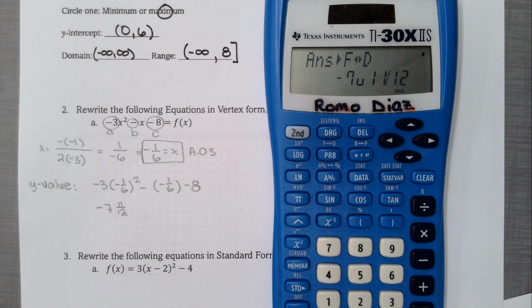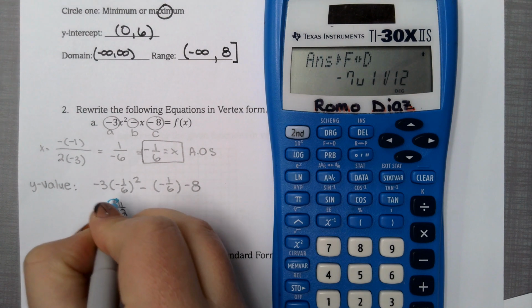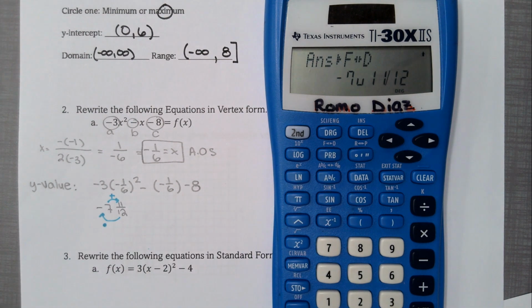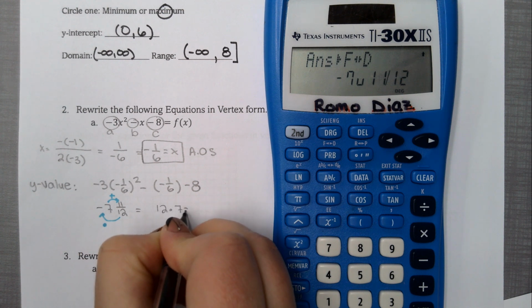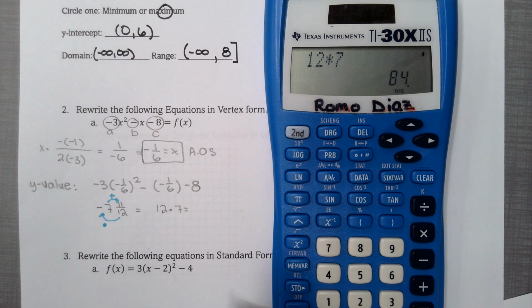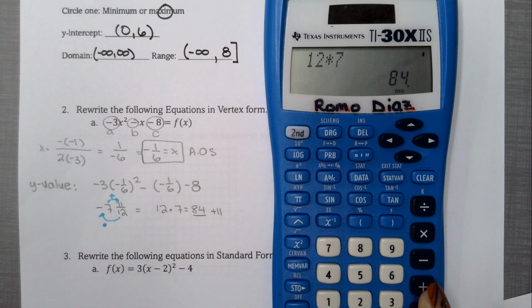When we have fractions, we want them in improper format, meaning we want the number on top in the numerator spot to be larger than the number in the denominator on the bottom. So we're going to multiply and then add. Don't worry about the negative. The negative will just be there at the end. So we have 12 times 7. 12 times 7, that's 84. And then we're going to add 11 to that.